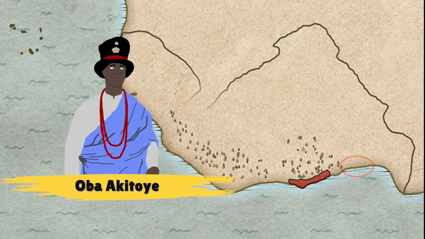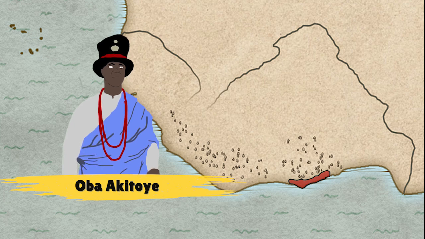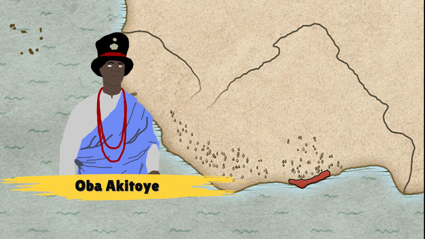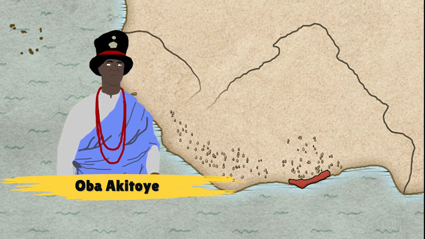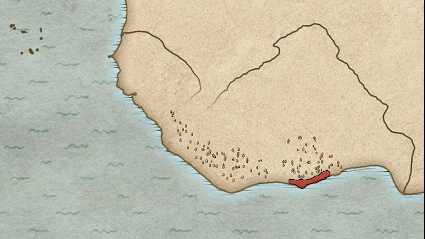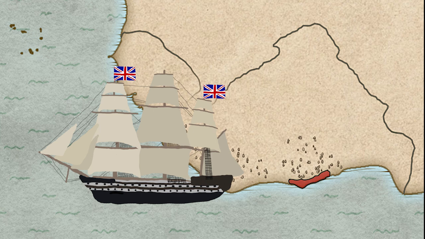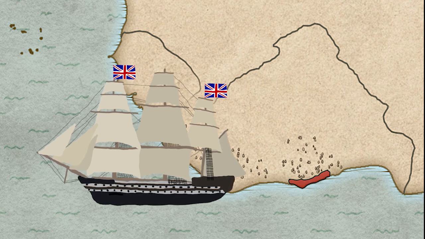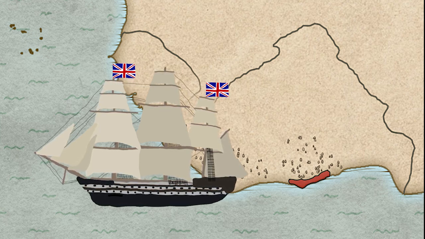He was willing to ban slavery across his state in order to secure British support, but this was of course unpopular among the slave owners and traders, so they rebelled and placed his brother Kosoko on the throne. In exile, he appealed to the British for help, and they obliged in 1851, on the assurance that he would ban the slave trade. A fleet was dispatched to Lagos, they bombarded the city, and installed Akitoye on the throne.